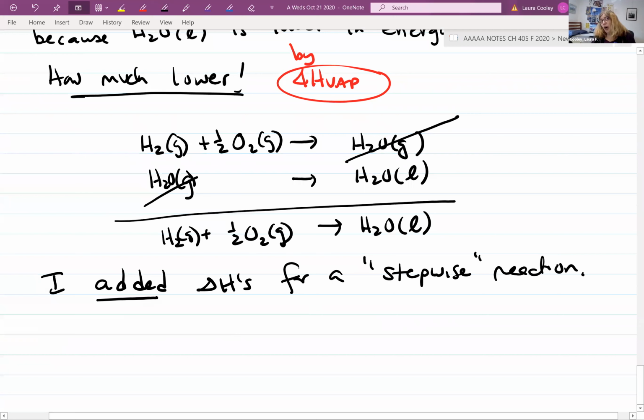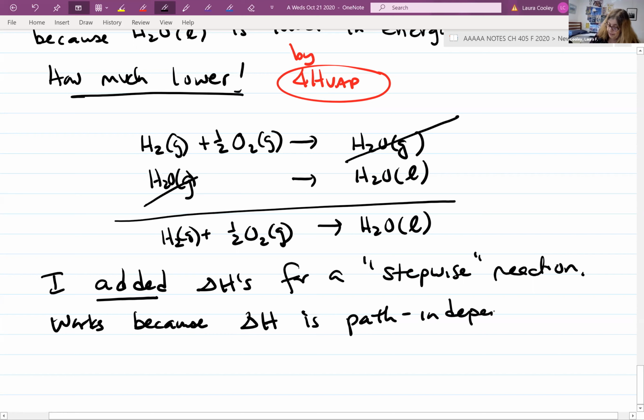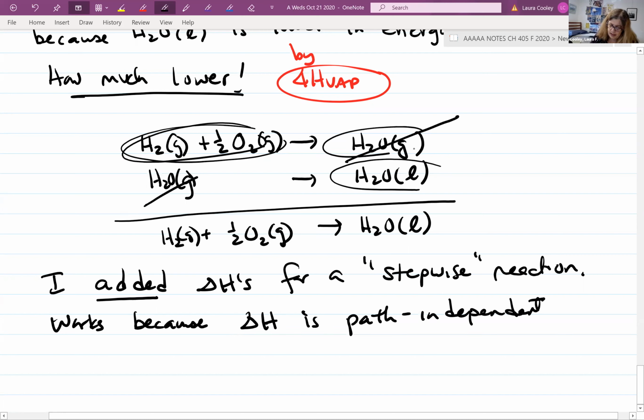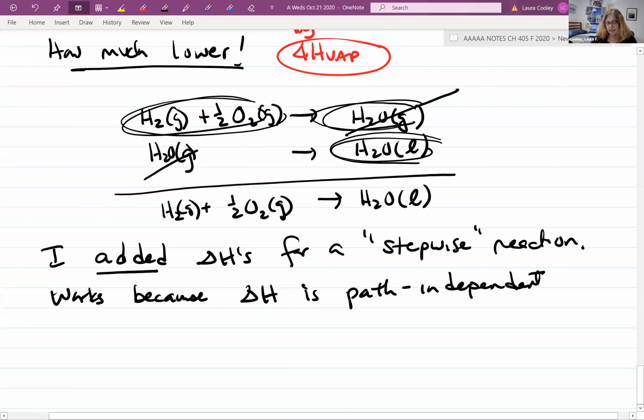And why does that even work? So this works because delta H is path independent. It doesn't matter if I go straight from here to here, or I go from here to here and then here to here. All that matters is I started and ended at the same place, because remember, delta H is just H2 minus H1.